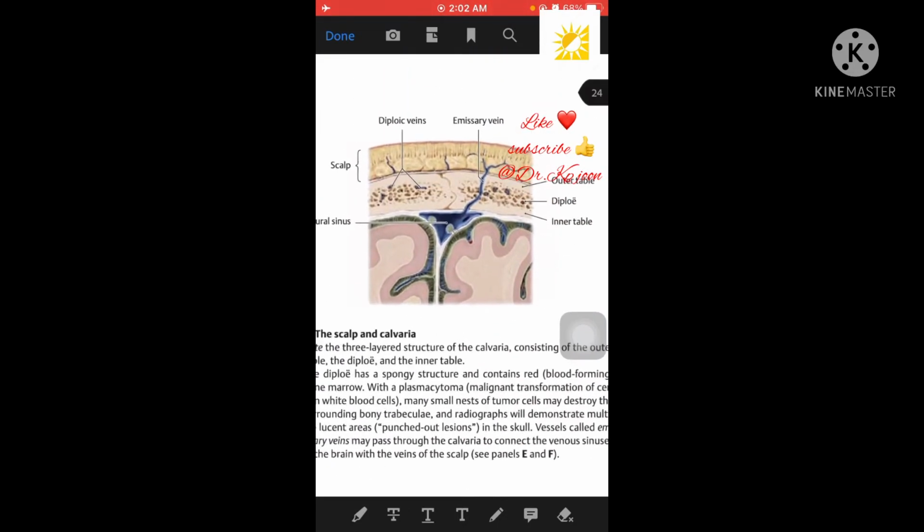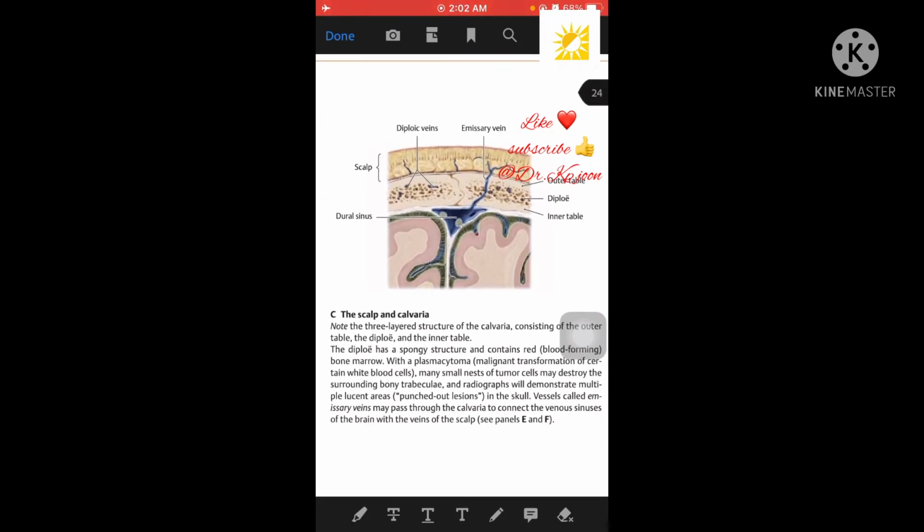See this diagram. This diagram is about the scalp and the calvaria. It mainly shows the scalp, dural sinuses, diploic veins, emissary veins, the outer table, the diploe and the inner table. Note the three-layer structure of the calvaria, consisting of the outer table, the diploe and the inner table.